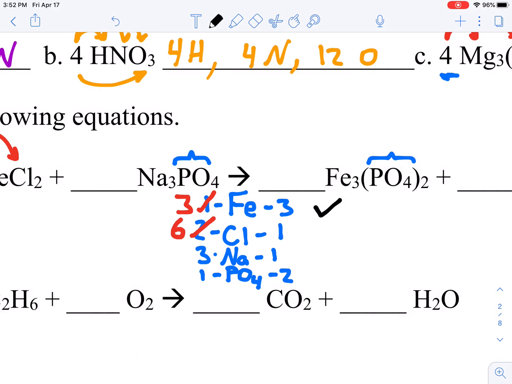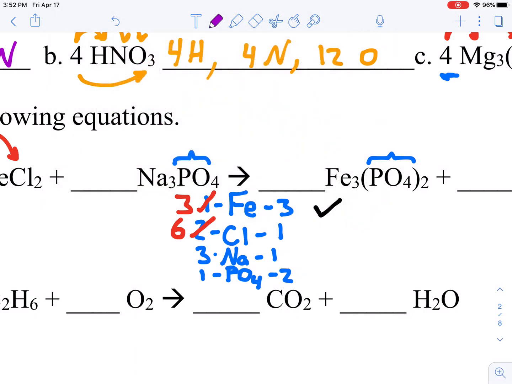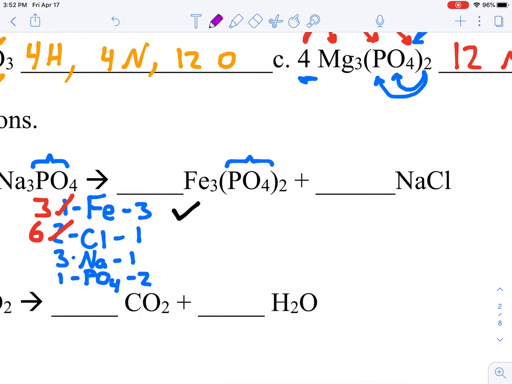Chlorine is next. Chlorine, there's 1 on the right, and now there are 6 on the left. So if there's 1 on the right, I need to put a 6 here to make sure that I have my 6 on the right. But check it out, that 6 also applies to the sodium, so I also now have 6 sodiums on the right-hand side. And we're going to have to come back and fix that. But this is a good thing because I got the chlorines a little bit closer to where they need to be.